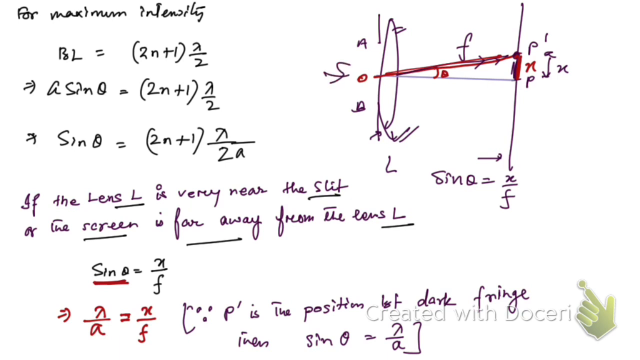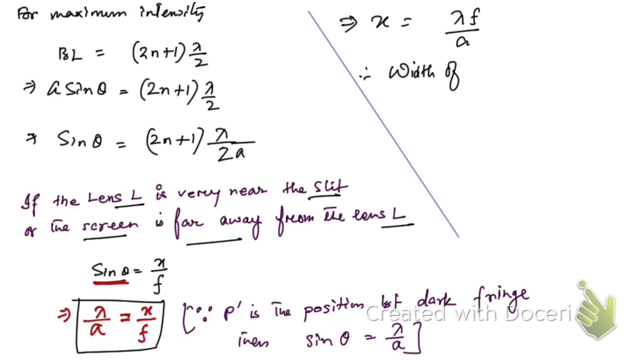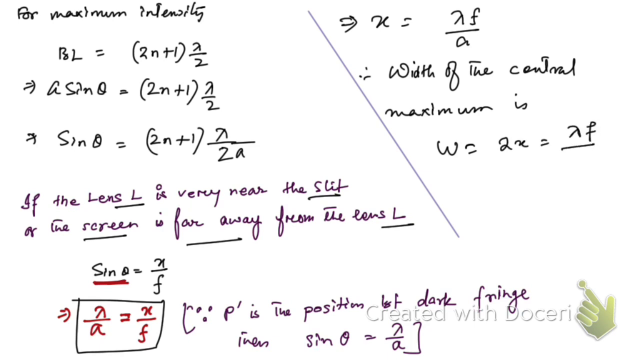Now let me clean this figure. Let me divide the base so I can do the remaining part here. So from this step what we have got is x is equal to lambda f by a, so the width of the central maximum, let me write w, is twice x, that is equal to 2 lambda f by a. So hope you have understood this.